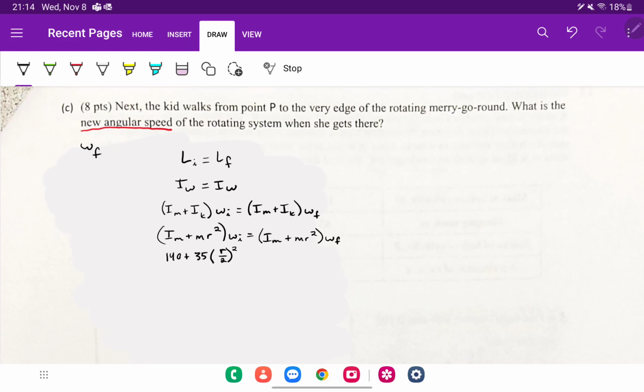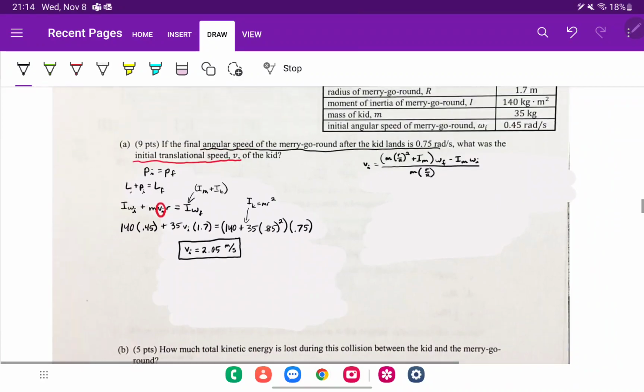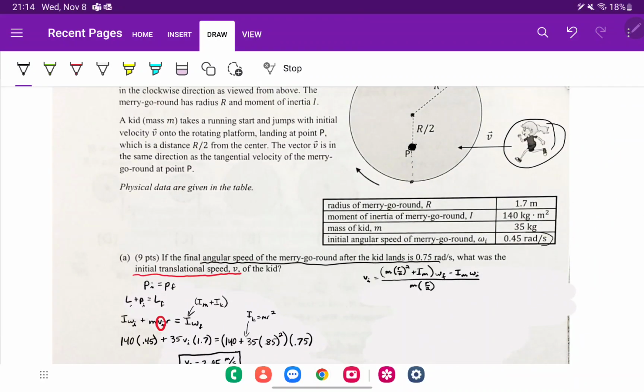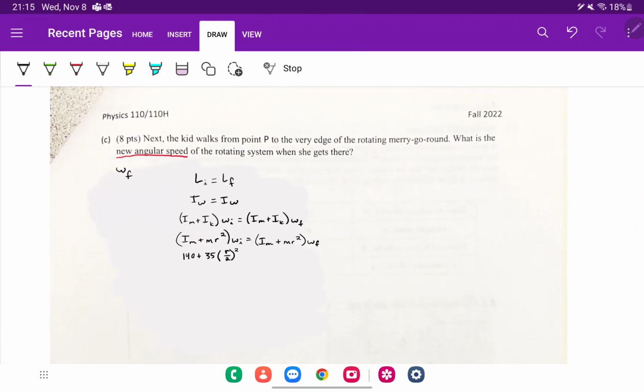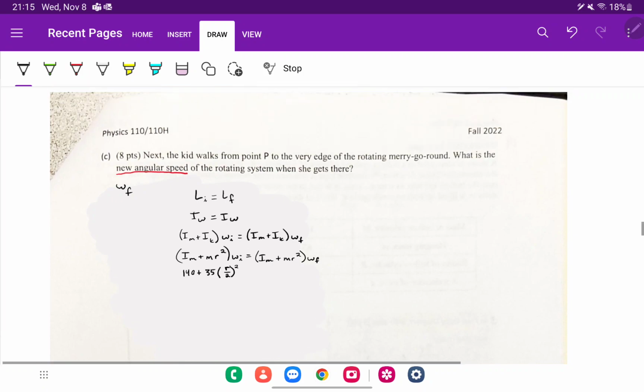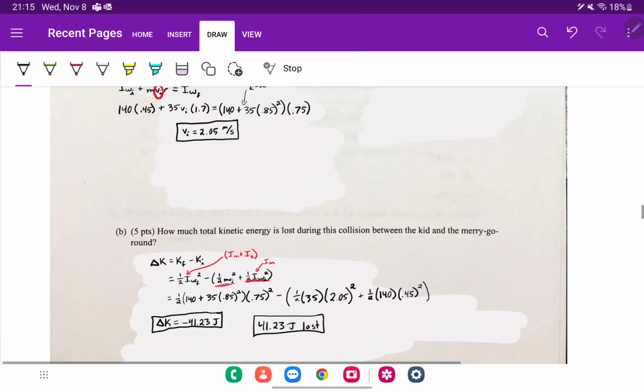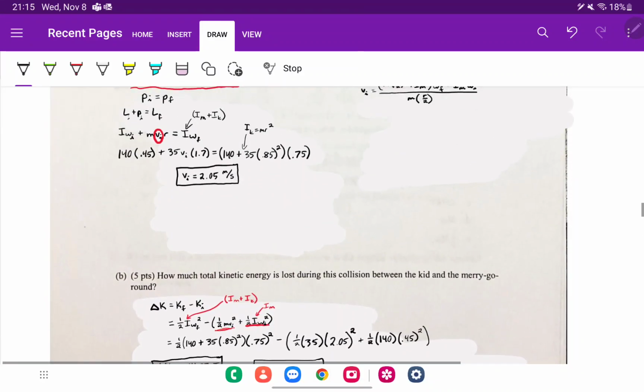And then our omega initial, be careful you don't use this omega initial. It might be tempting to say, oh, omega initial, that's 0.45. But we have to consider what are we calling our initial position. Our initial in this case is when she's already on the merry-go-round at point R over 2. And so our omega in that case would be whatever the angular speed was after she jumped on it.